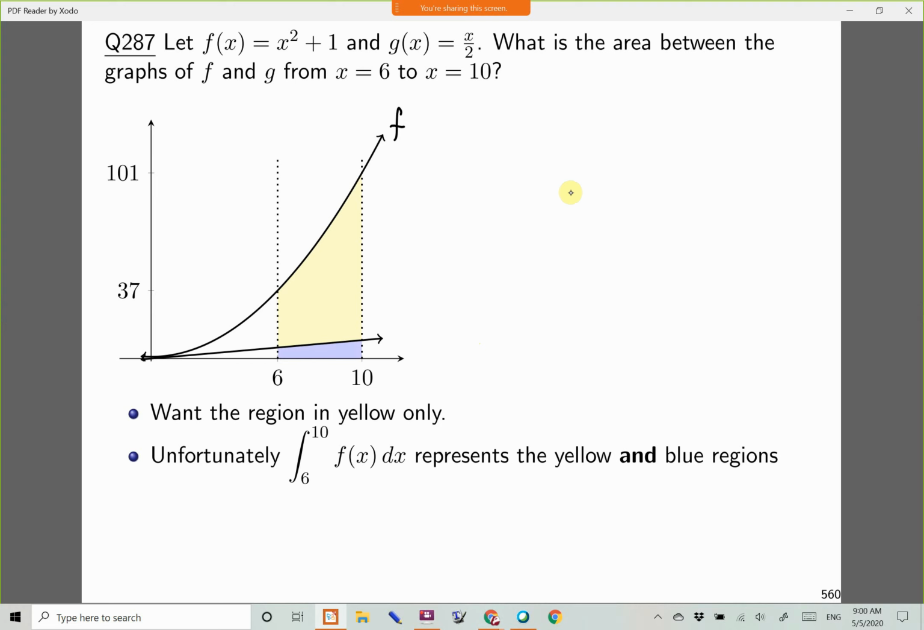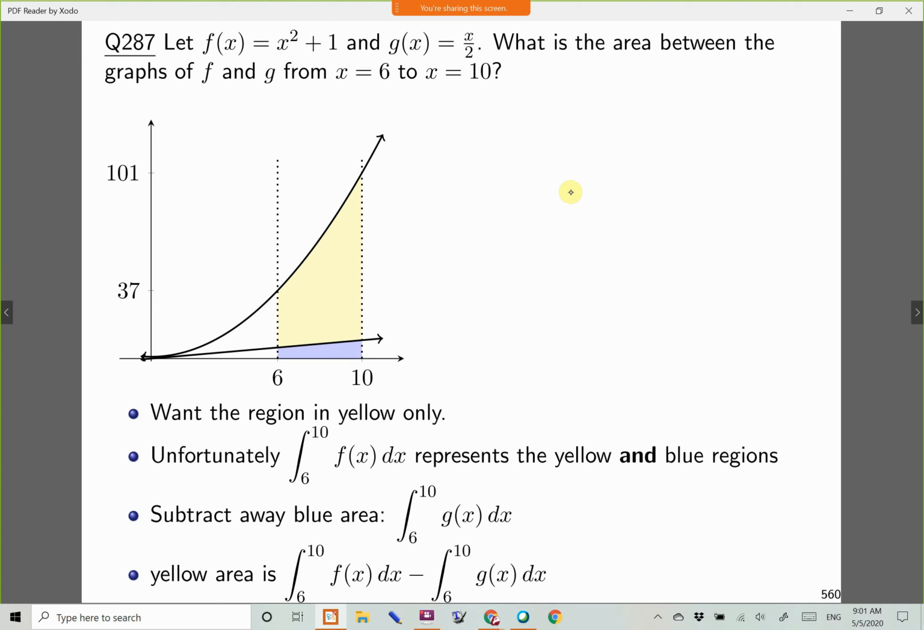That's a problem. Well, what we should do is this blue region, there's g, it's that straight line, a very shallow slope of 1/2. That blue region is actually the integral of g from 6 to 10, and it's the region that we don't want, right? So this first integral over here is the yellow and blue regions combined. The blue region down here is the integral of g alone, and so the yellow region that we want should just be the integral of f from 6 to 10, subtract away the integral of g from 6 to 10. And that's the big idea today.